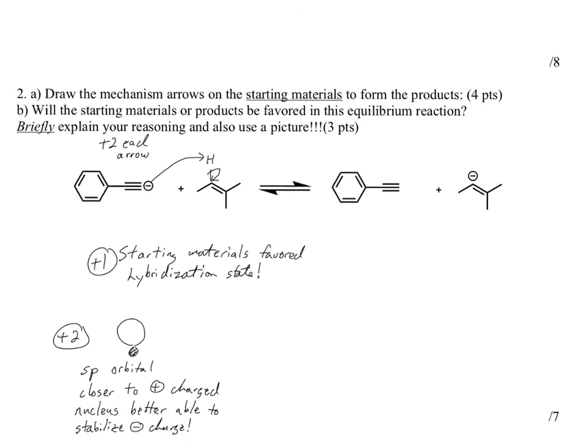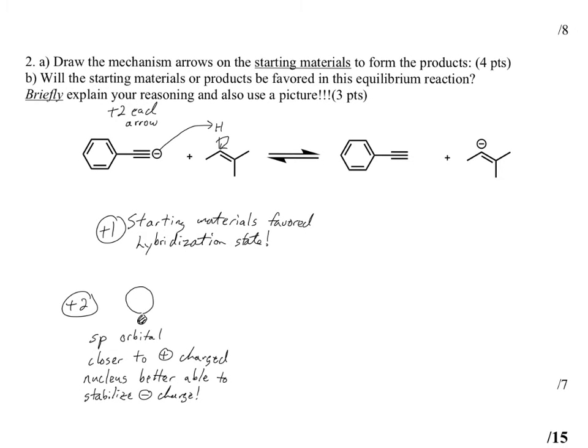Here, draw the mechanism arrows on the starting materials to form the products. So given the products, this carbon is the nucleophile. You had to show that CH bond there, had to draw that in. 2 arrows: deprotonate, electrons going there, lone pair there. And the question is, will the starting materials or the products be favored?